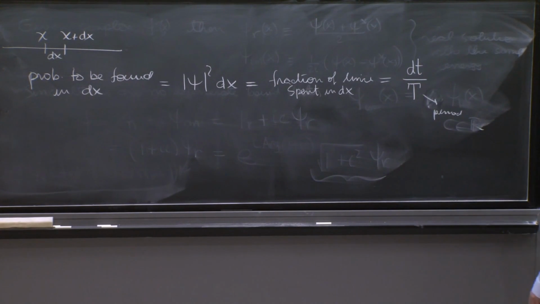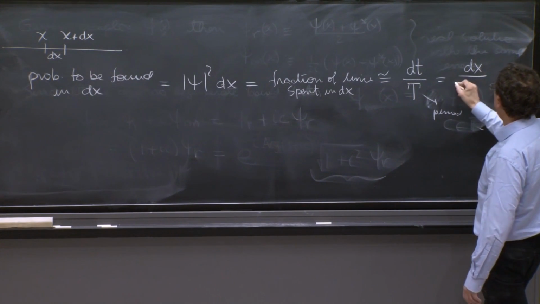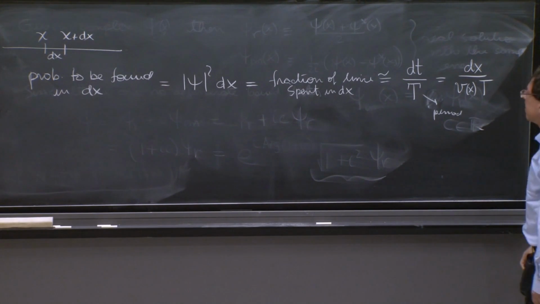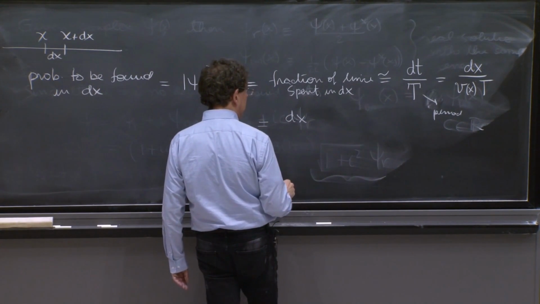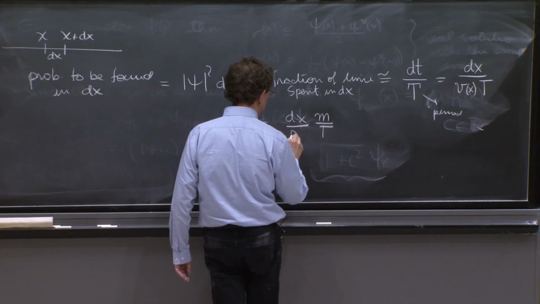That's the fraction of time it spends there, up to factors of 2 maybe, because it spends going there and there for the whole period. It doesn't matter. It's anyway approximate. It's a classical intuition expressed in the correspondence principle. So this is equal to dx over v, the position-dependent velocity, over the period. And the velocity is p over m, so dx times the mass over the period and the momentum.